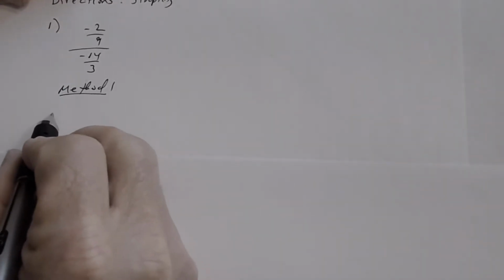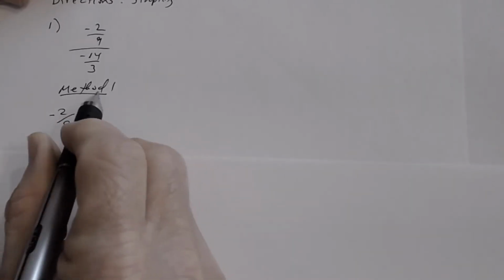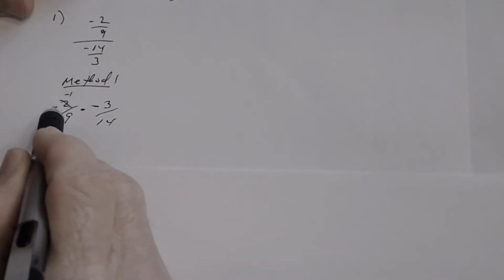Because all you do now, watch this, is just change this to a multiplication problem. So this becomes negative 2/9 times the reciprocal of the denominator, which is negative 3/14. And then remember, reduce first if you can. So negative 2 divided by 2 is negative 1. That can reduce with the denominator, so 14 divided by 2 is 7.